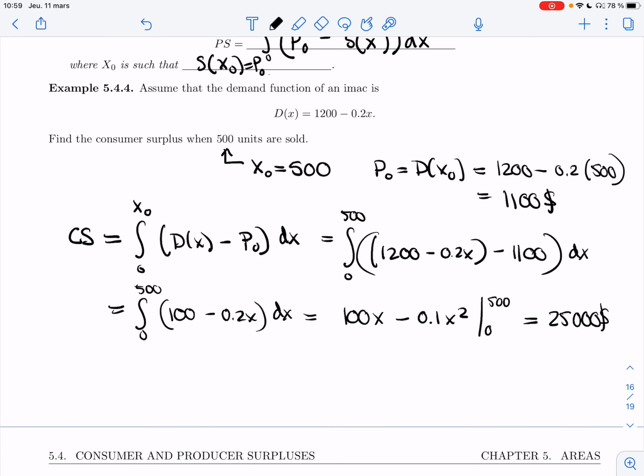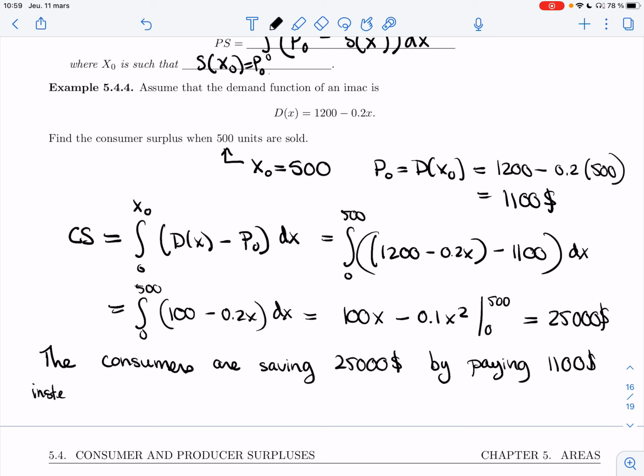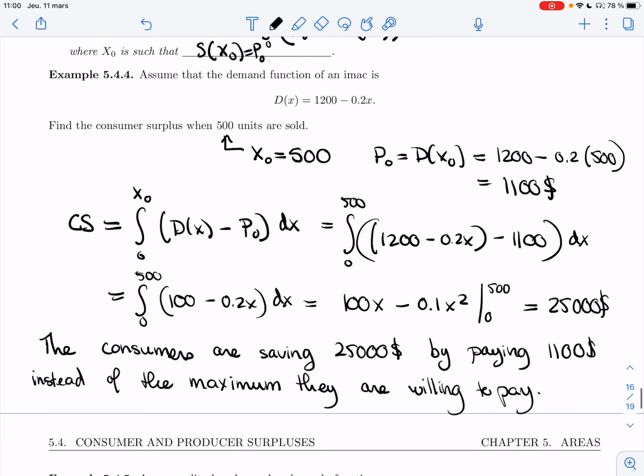All right, so for these questions that are real life, I'd like to get an answer which is a full sentence at the end. So here I would say the consumers are saving $25,000 because by paying $1,100 instead of the maximum price they were willing to pay. So that maximum is different for each consumer, and so it's harder when you think about it to compute because you would have to do a different price for each consumer and add it all up. All right, but the integral does that for us.